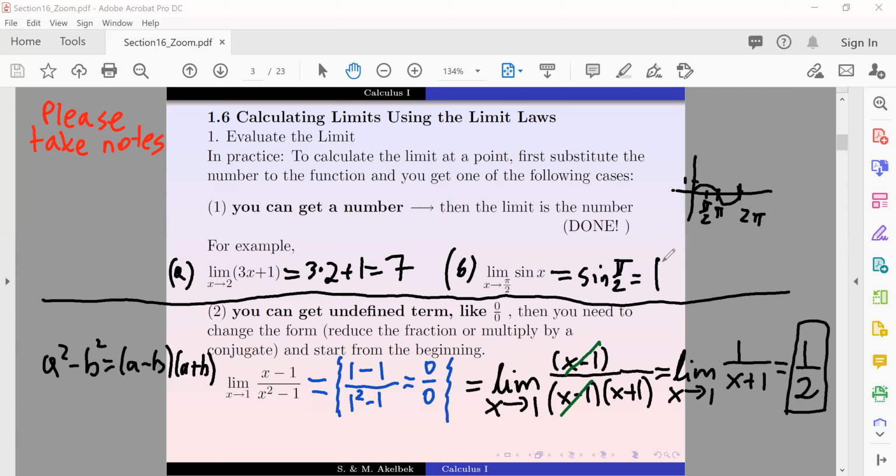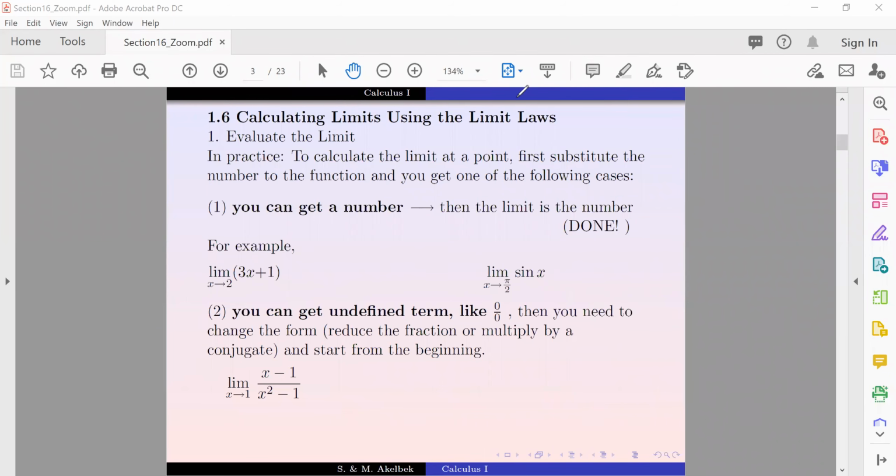Questions? Okay, are we ready to move on? I have one question. Go for it. So, let's see. So it's going to be 1, or when you factor it out, it's x minus 1.